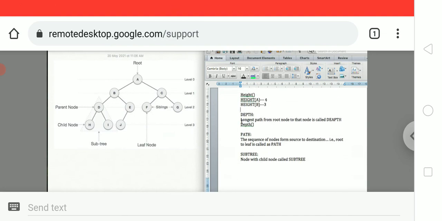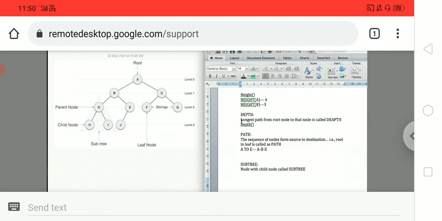Longest path from root node to the node is called depth. It is same as height, just reverse. So the sequence of nodes from source to destination, that is root to leaf. Okay, now I would like to find out the path from A to E, that means A to B, B to E. So in this way we can find out the path.